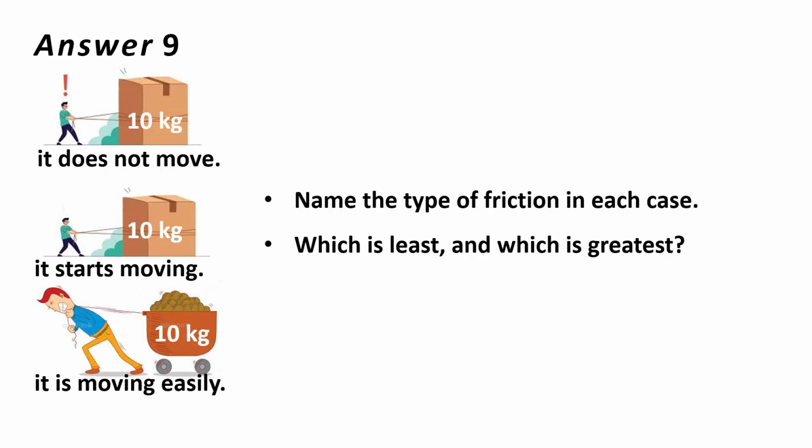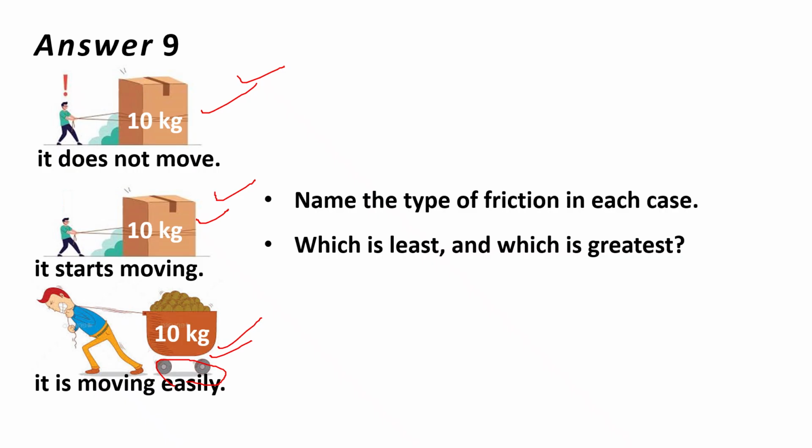Name the type of friction. When it does not move, it is static friction. If it starts moving, sliding friction. And here you can see wheels, so rolling friction. Does not move, static friction. Starts moving, sliding friction without wheels, and with wheels, rolling friction.